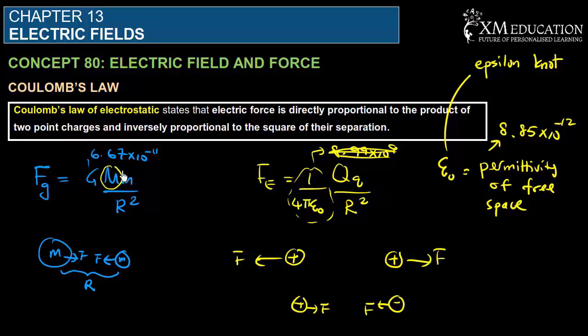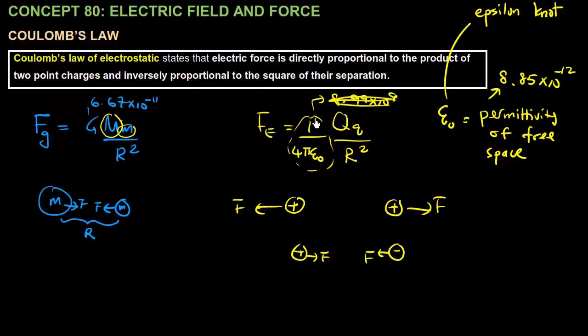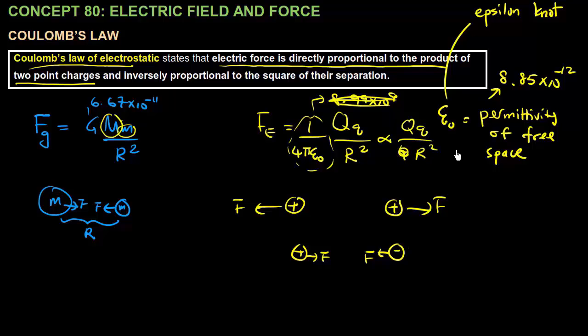Now, M is analogous to big Q. Small m is analogous to small q. R and R are the same thing. You see, they are analogous. They are almost equivalent. So what is the importance of this formula? This is actually Coulomb's law of electrostatics. It says that the electric force is directly proportional to the product of the two point charges. See, this one is actually proportional to QQ over R square, right? Why? Because this is a constant. So that's why we can say it is directly proportional to the product of the two point charges.